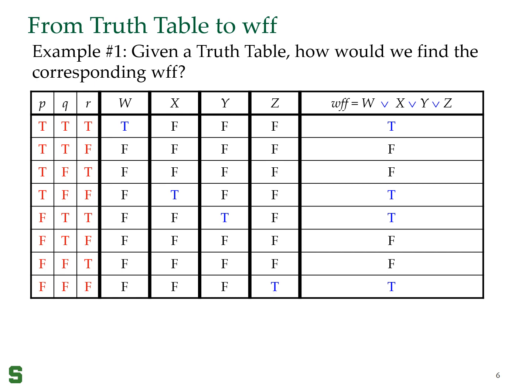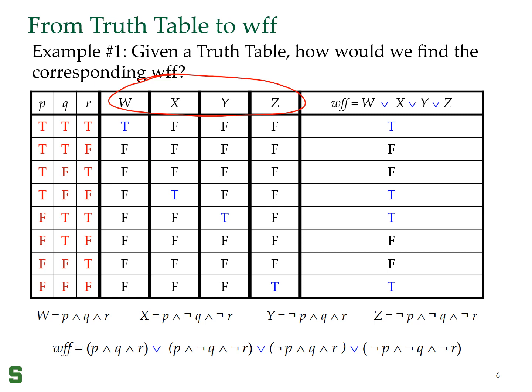This is a more complicated instance of the same thing. Here each one of the columns that I have over here, these four columns, all have exactly one true in the truth table and false everywhere else. So we can write each as a conjunction of three variables. So W would be P and Q and R, X is P and not Q and not R, and so on.